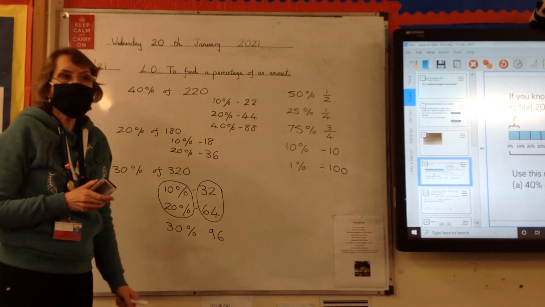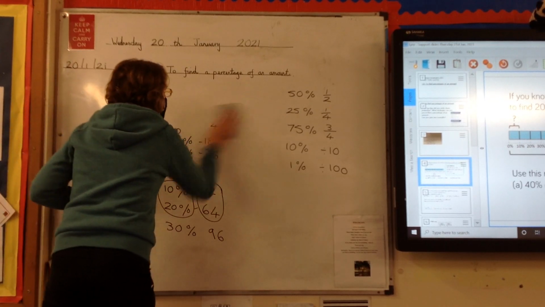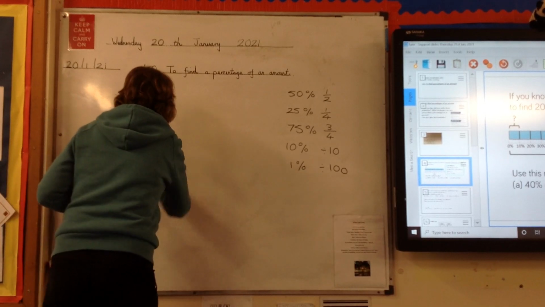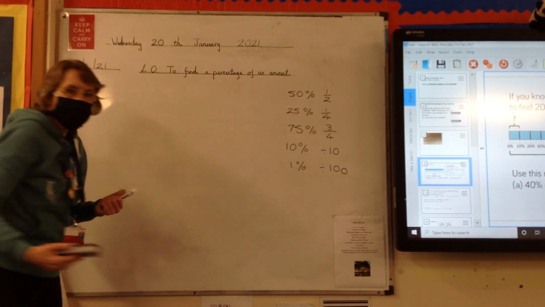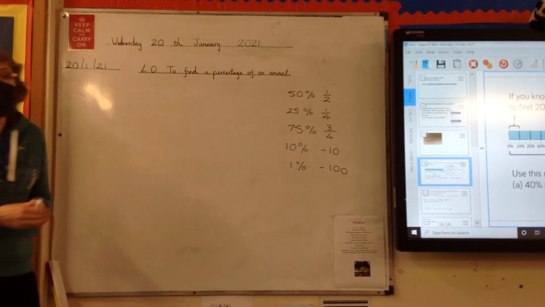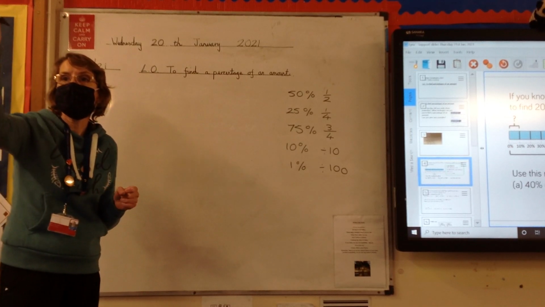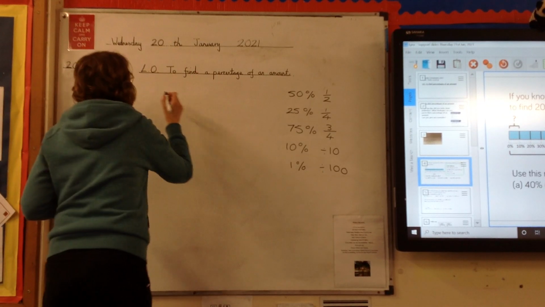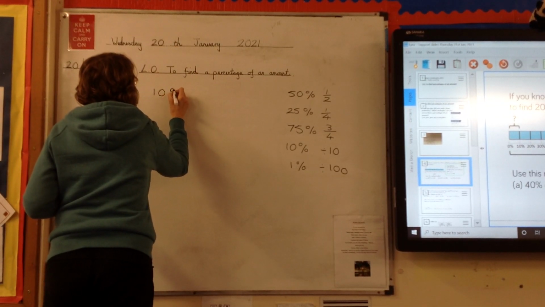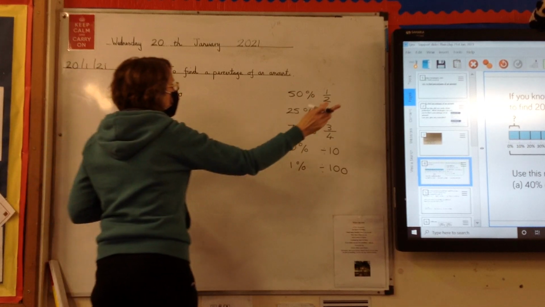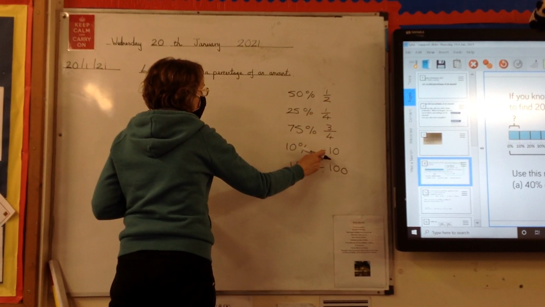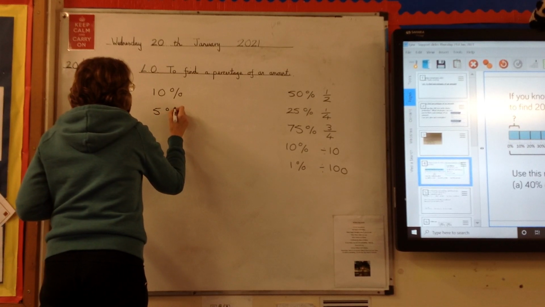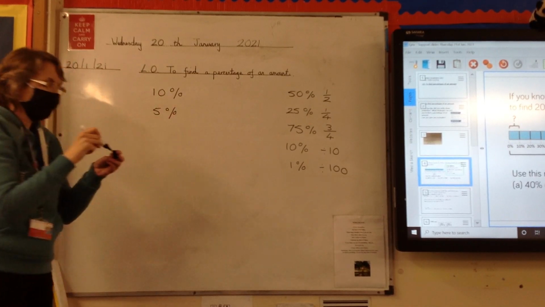For the next slide, we're going to look at finding 5%, and I think we've already touched on that and explained how to do that, because although we haven't talked much about 5%, what do we already know about 5%? It's half of 10%. So if you find 10% of something, and you do that by dividing by 10, to find 5%, 5% would be a half of that.